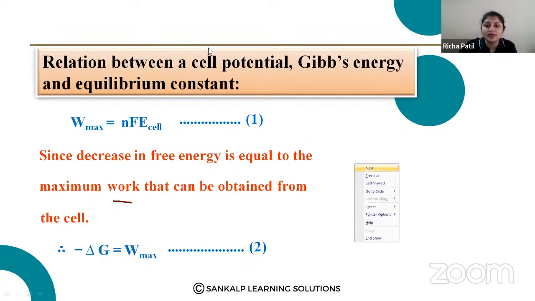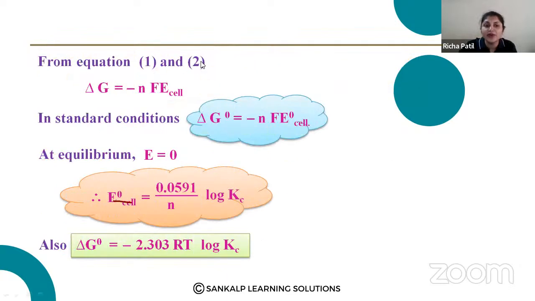So from 1 and 2, if you relate equation 1 and 2, then delta G, that is Gibbs energy, is equal to minus nFE cell. In standard conditions, delta G naught is equal to minus nFE naught cell. So this is at standard condition. Remember this Gibbs energy, this is also an important formula.